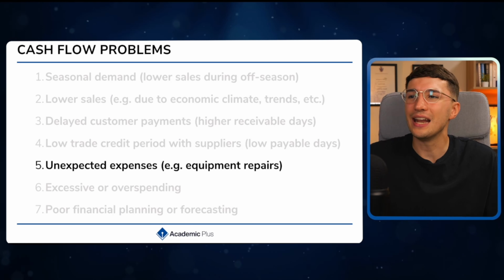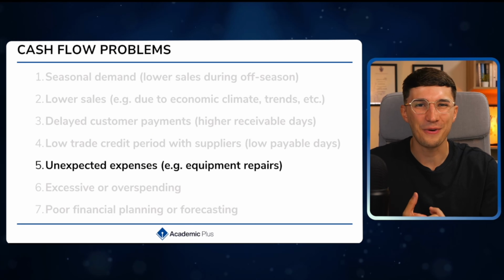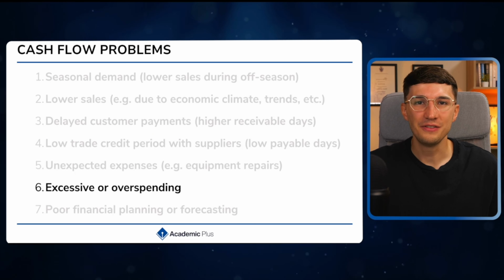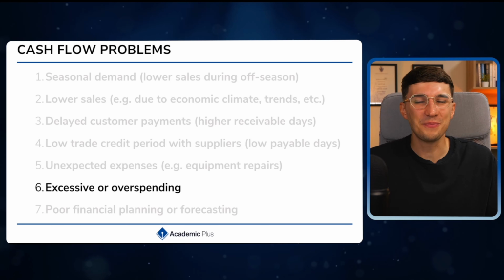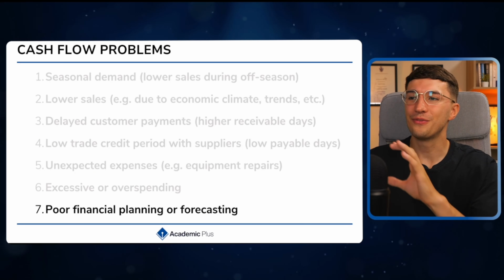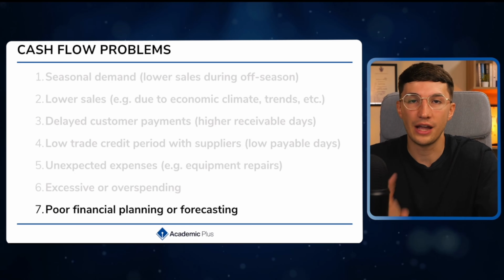There could also be any unexpected expenses. So for example, machinery and equipment breaks down and you need to repair them. And as well, any excessive overspending. You may have spent a little bit too much money on a marketing campaign that didn't have the results that you would have wanted. And finally, any poor financial planning or forecasting. Maybe you don't even create a forecast.